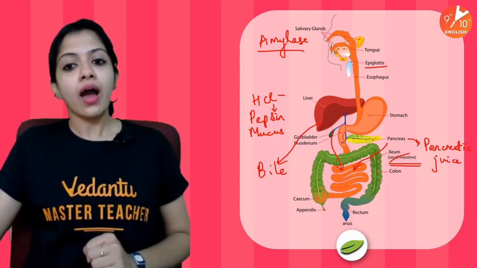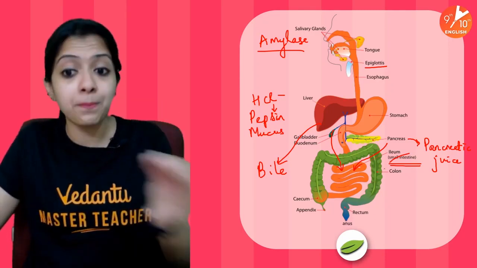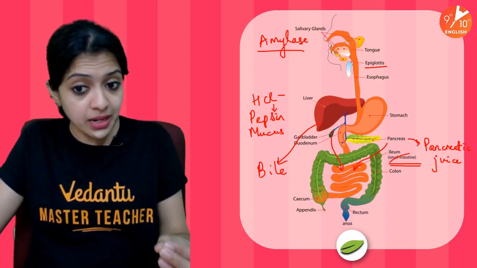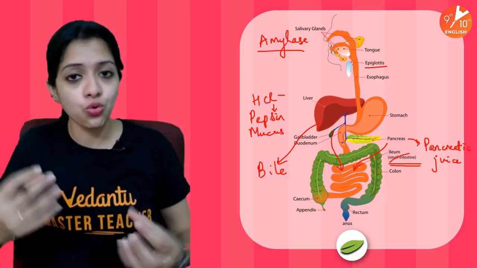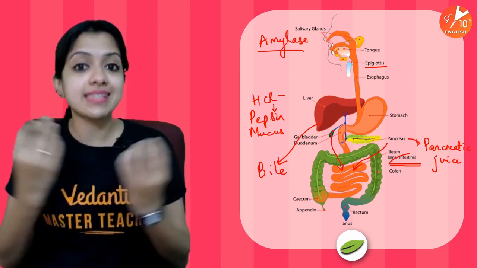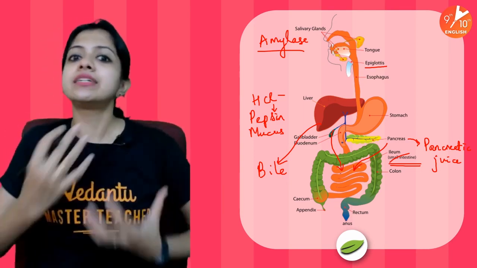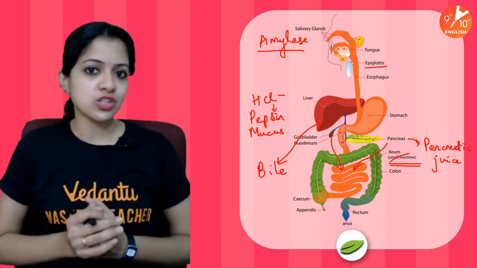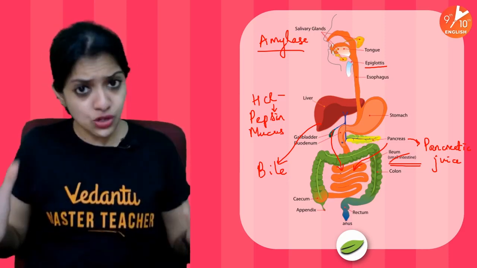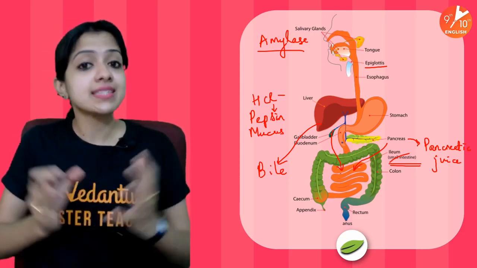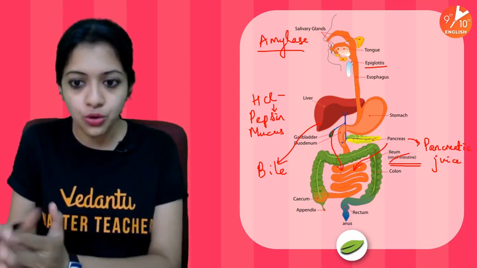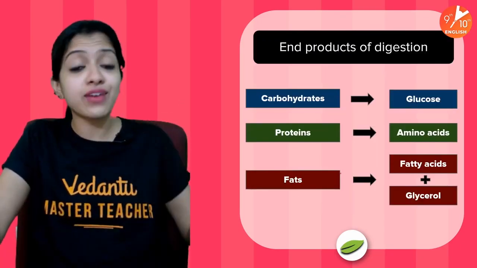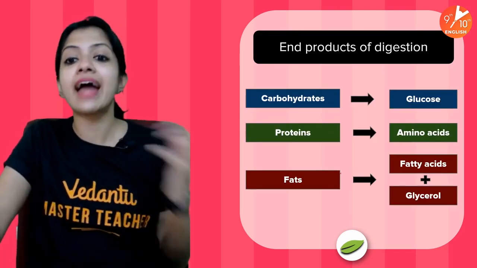Okay, so what happens is, in addition to bile and pancreatic juice which get poured into the small intestine, the small intestinal walls also secrete what we call intestinal juice, and that ultimately completes the process of digestion, so that complex carbohydrates get broken down to glucose, proteins get broken down to amino acids, and fats get broken down to fatty acids and glycerol.